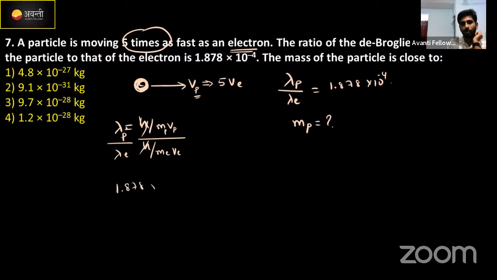1.878 into 10 to the power of -4 is equal to, in the denominator, 1 divided by mass of proton, velocity of proton, correct ना. In numerator mass of electron, velocity of electron होता है. Mass of electron कितना है पता है ना आपको. We'll do one thing, actually we need to calculate the value of Vp.